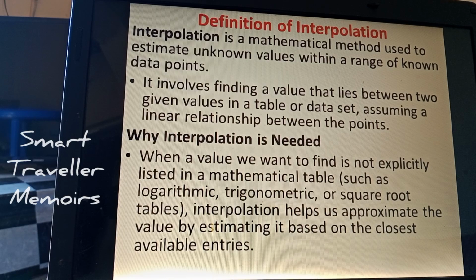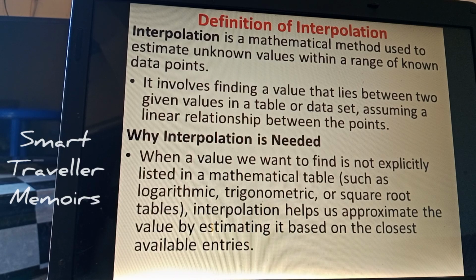So now let's look at what is interpolation, guys, or the definition. Interpolation is a mathematical method used to estimate unknown values within a range of known data points. It involves finding a value that lies between two given values in a table or data set, assuming a linear relationship between the points.